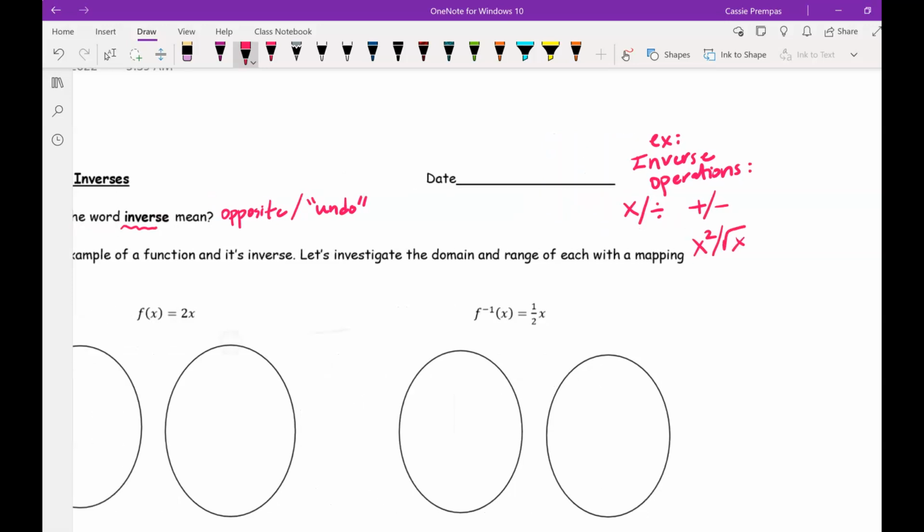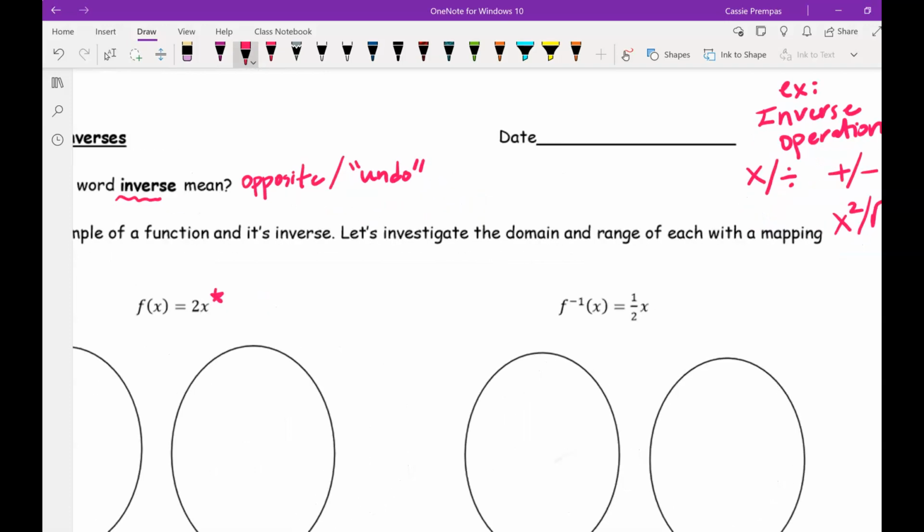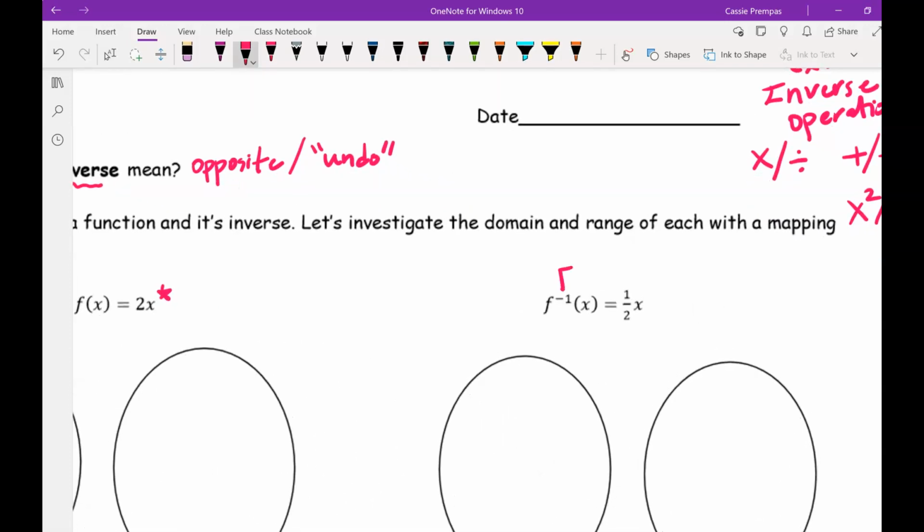Okay, now that we've looked a little bit at what an inverse means, let's take a look at an example of a function. So here's our function, and its inverse. Now this is new notation. Go ahead and write inverse. That little f to the -1 power represents inverse. So this would be the inverse function.